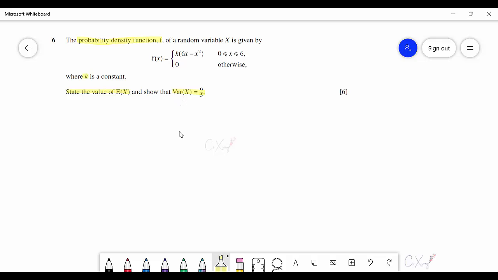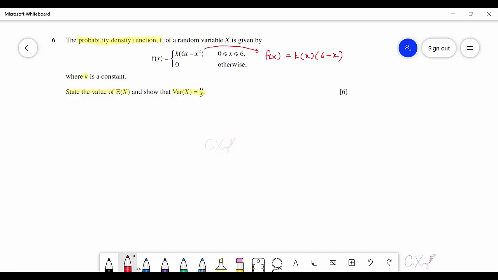Alright, so at first, when they ask us to state the value of E(X), that means without calculation, you can straight away mention the value of the mean for this question. So maybe you need to figure out how we are going to state the value of the mean. At first, you look at the probability density function, and you will realize that the function here can be rephrased as f(x) equals k, then x, then (6 minus x).